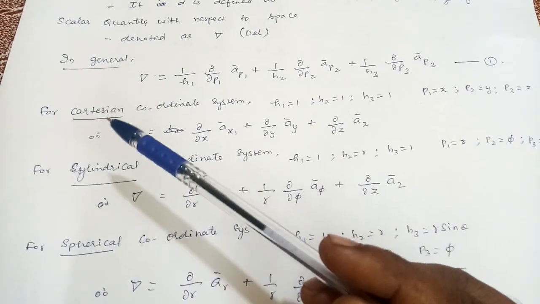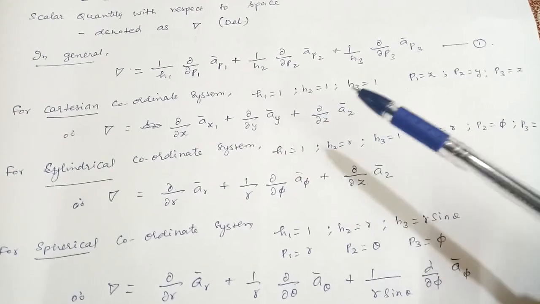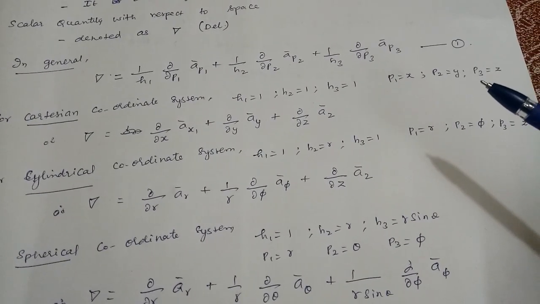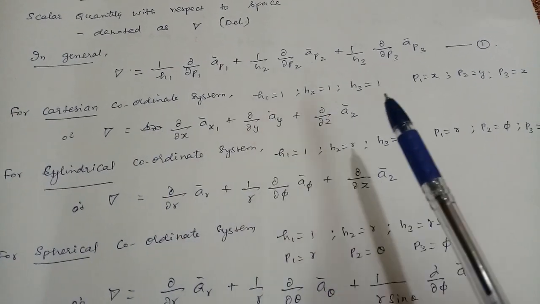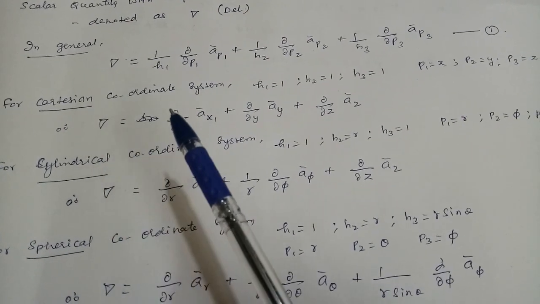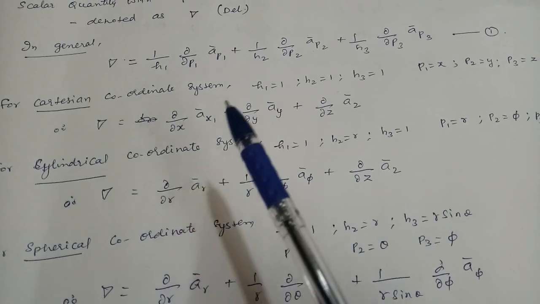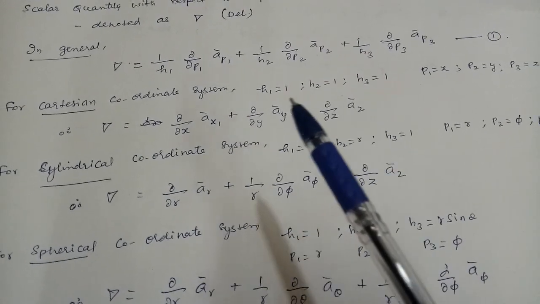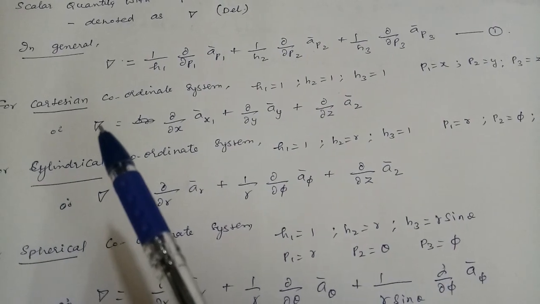We have the first coordinate, the Cartesian system, where the h1, h2, h3 values are 1, and p1, p2, p3 are x, y and z. Substituting these values in equation 1, you have the del operator: ∂/∂x, that is for p1 you substitute x, for p2 you substitute y, for p3 you substitute z. Substituting the values of p1, p2, p3, you have the del operator for the Cartesian system.